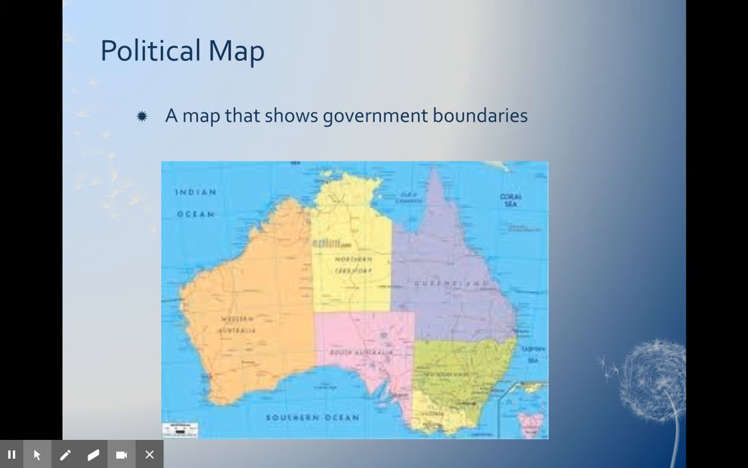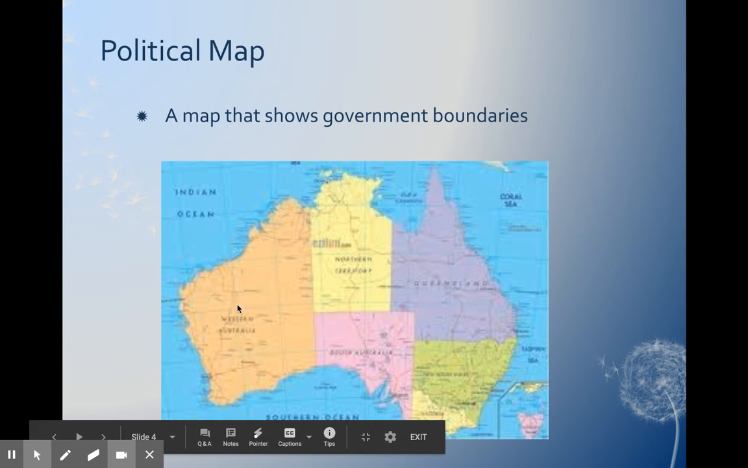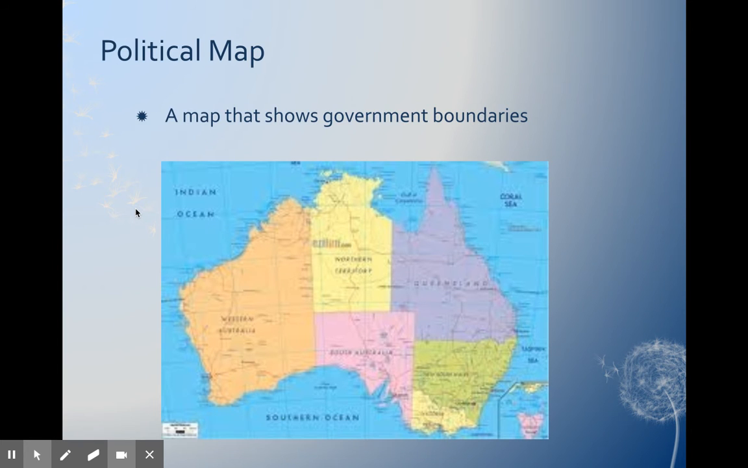Next, a political map. A political map is showing boundaries. It could be counties, it could be countries, it could be states in the United States. In this map, it's showing the provinces or states of Australia, and we'll get to that at the end of the year.